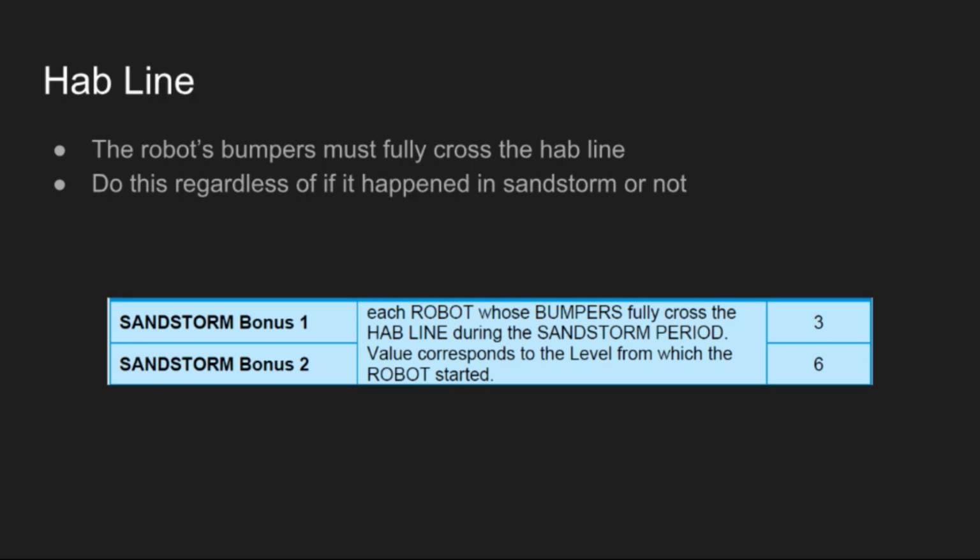Don't worry about when this happens, because when you click on the very top to have the time start counting down, it'll record the time at which this took place, so it'll know whether it happened in Sandstorm or not. And if it didn't happen during Sandstorm, then it knows not to give the robot these bonus points, right? You just get ready to click on those buttons when they fully cross over the line, right?